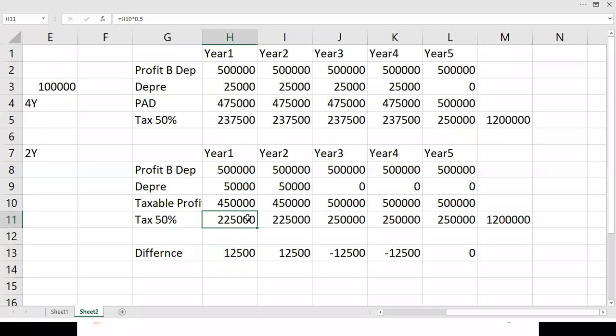Current income tax for the period, how much? 225,000, right? Current tax 225,000. Deferred tax, how much? Deferred tax liability, this amount. And in year 2, current tax 225,000, deferred tax liability 12,500, right? So it's an obligation. In the future, we have to pay tax. Clear?